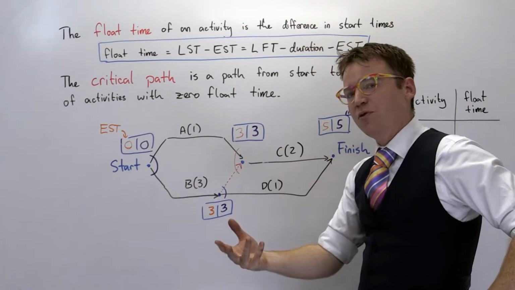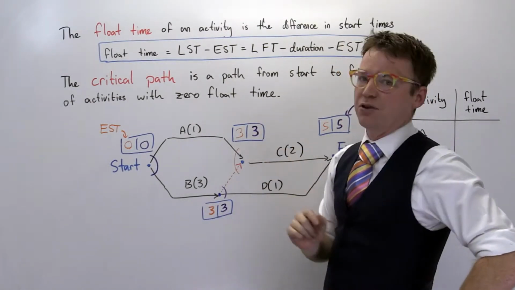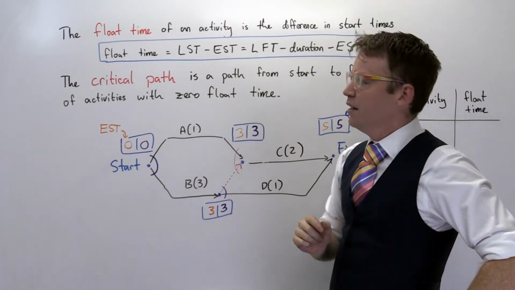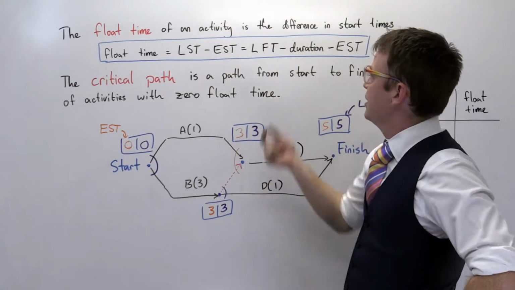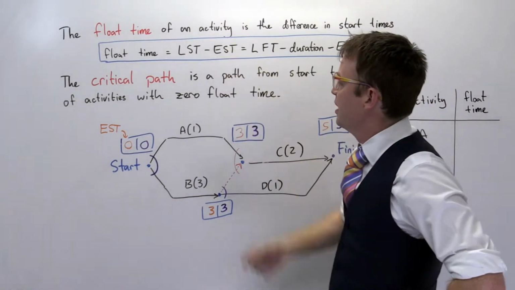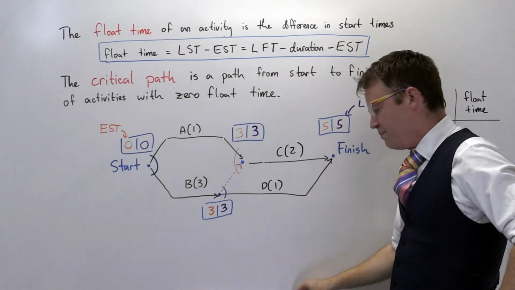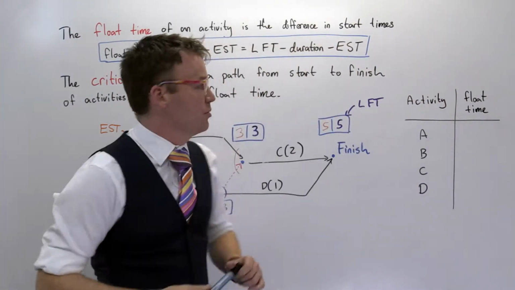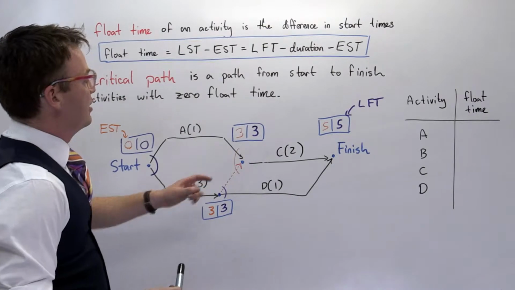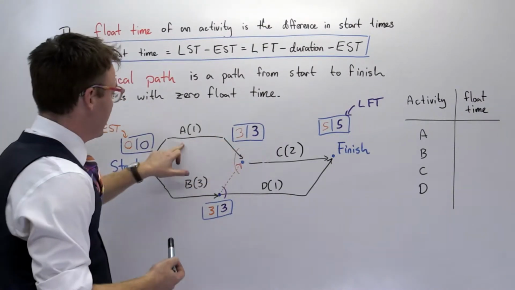We make this more formal now by introducing the concept of float time and the critical path itself. Now, the float time of an activity is the difference in the start times. We already know how to compute the LST and EST. We have all this information on the diagram. The best way to compute the float times is just to use the information that you have on the board and take for activity A.